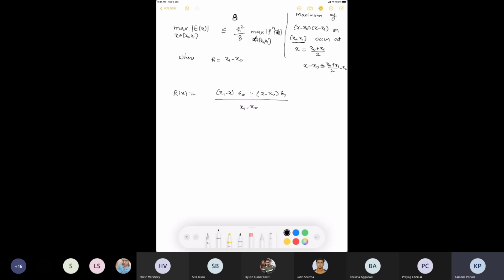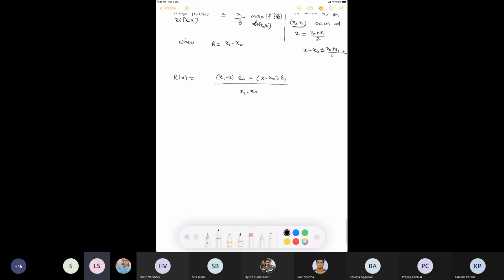This is a linear polynomial, right? So what will be the graph of a linear polynomial? A line. It is going to be a line, right? So if I want to see the maximum of this function R(x), suppose we have a line, where will the maximum occur over the line? It will happen at either of the endpoints.